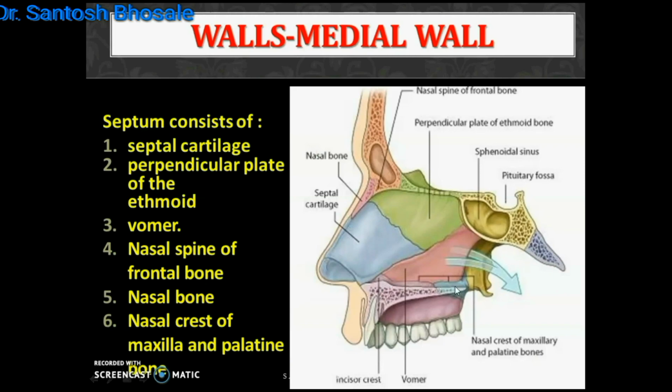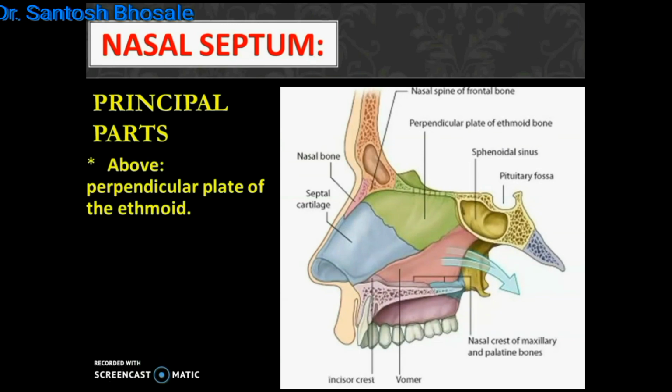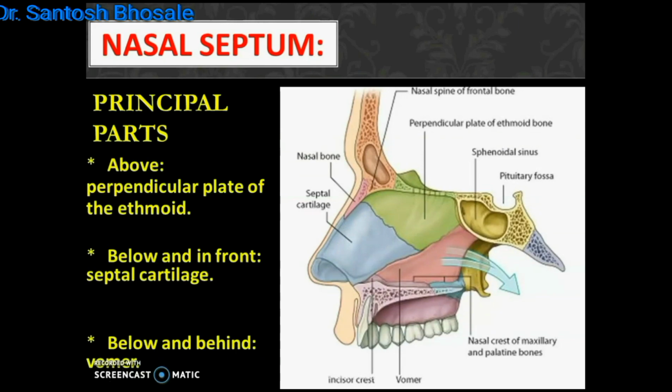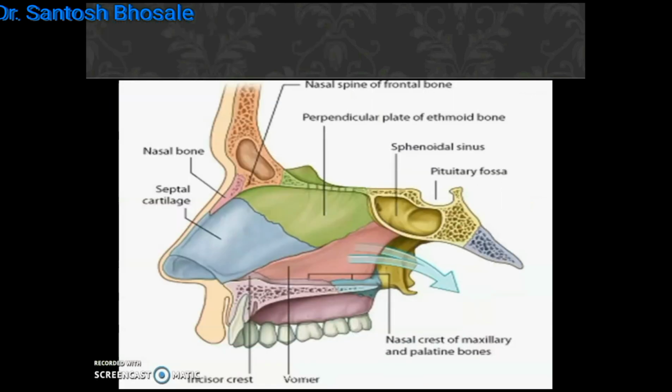You can say nasal crest of the maxilla and palatine bone, whereas the principal parts of the nasal septum are three: perpendicular plate of ethmoid above, and below and in front. Anterior inferiorly you will see quadrilateral septal cartilage, posterior inferiorly quadrilateral vomer. Whereas the accessory bones are nasal bone, frontal bone, sphenoid, maxilla and palatine bone. These are accessory bones. And coming to the principal parts of the nasal septum. What is the nasal septum? An osteocartilaginous partition covered by mucosa.